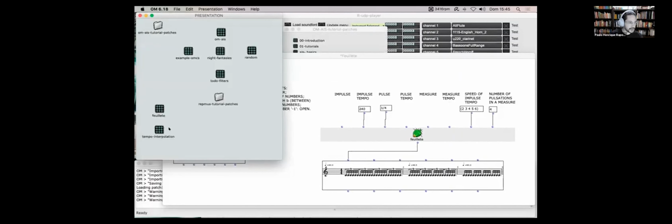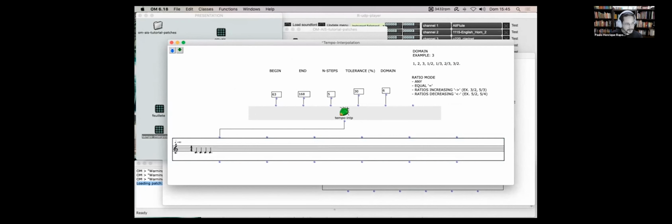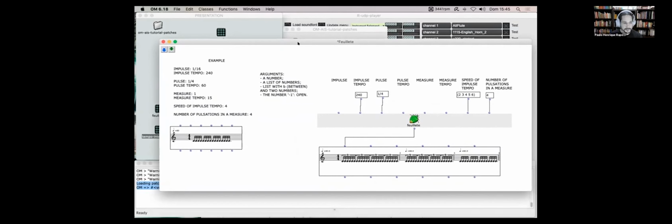That's the other function. It's for tempo interpolations. It's easier because we have a begin, end, and the number of steps, and then it calculates the interpolation with some tolerance and a percentage of tolerance at the end. So it's easier. You select the initial tempo and the end, and it calculates all metric modulations. And I think that's it.